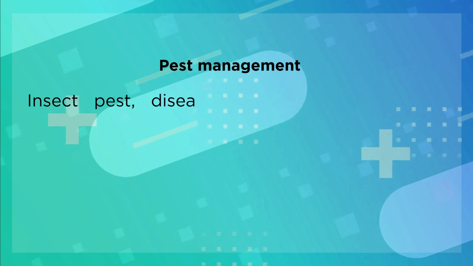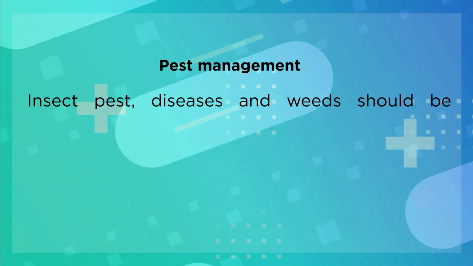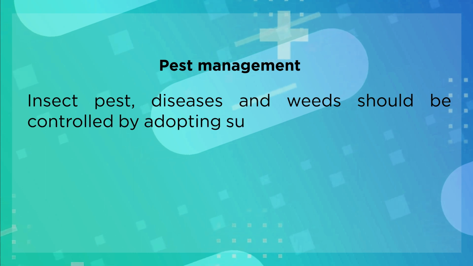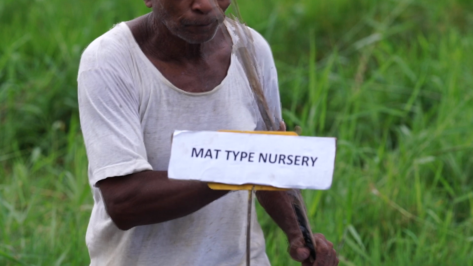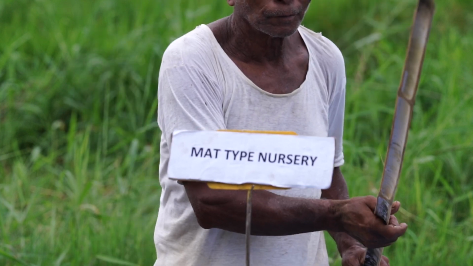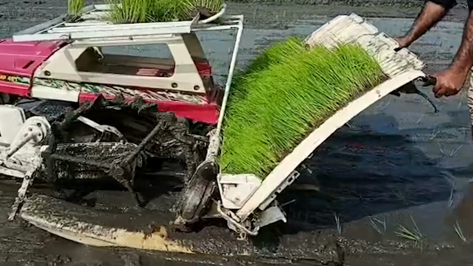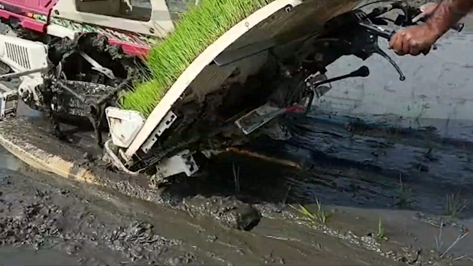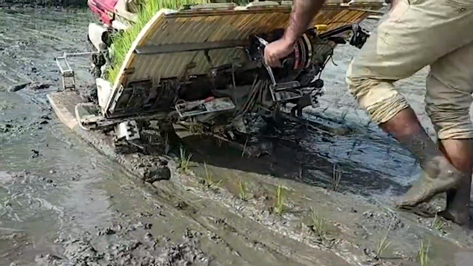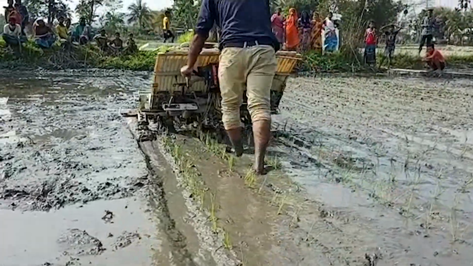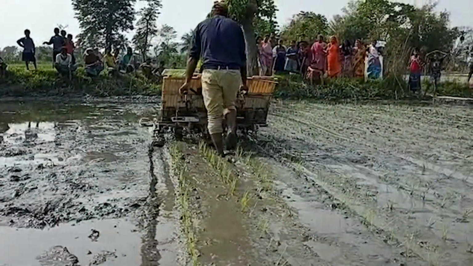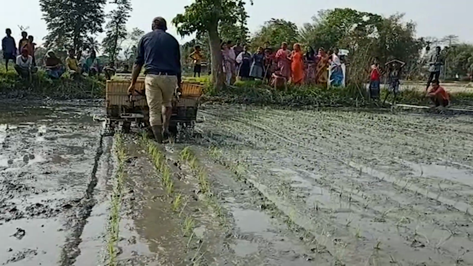Insect pest, diseases and weeds should be controlled by adopting suitable pest management strategies. Now we are going to discuss about the mat nursery. Mechanical transplanting, that is using self-propelled rice transplanter or manually operated mechanical transplanter, requires seedlings raised in a mat type of nursery.